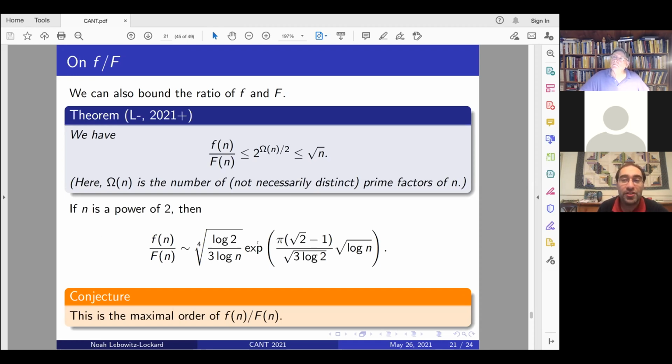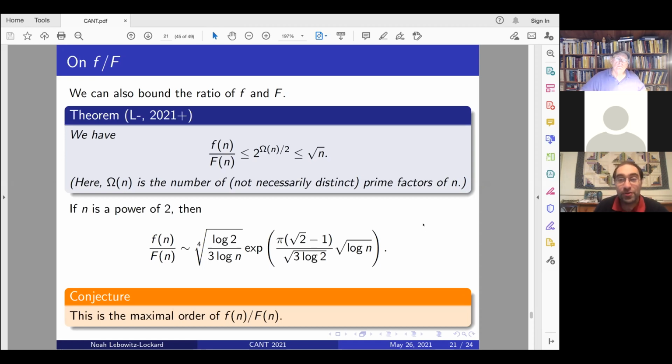I've actually checked this up to n equals 1 billion, and the largest values of little f over big F always occurred when n was a power of 2. So there is some computational evidence for this. That's when it is larger than all previous values of this ratio.